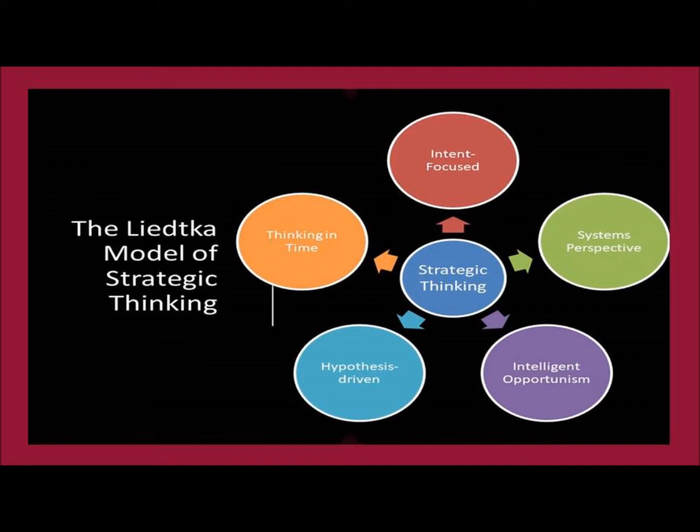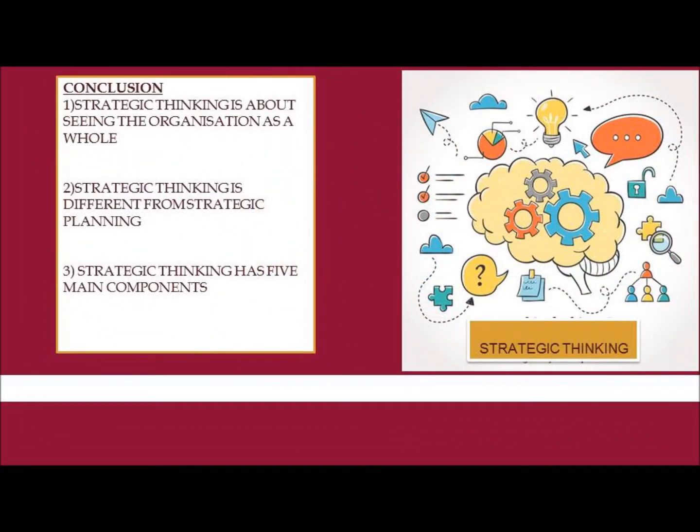In conclusion, we have learned that strategic thinking is about viewing the organization as a whole. We have also known that strategic thinking is different from strategic planning. And thirdly, we have looked at the 5 components that make up strategic thinking.